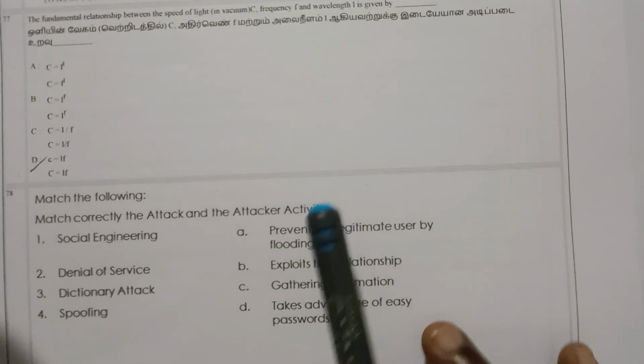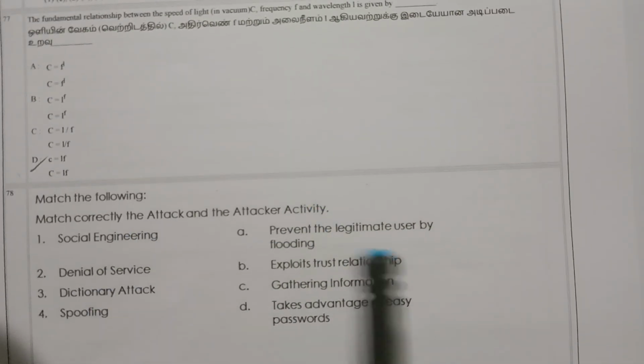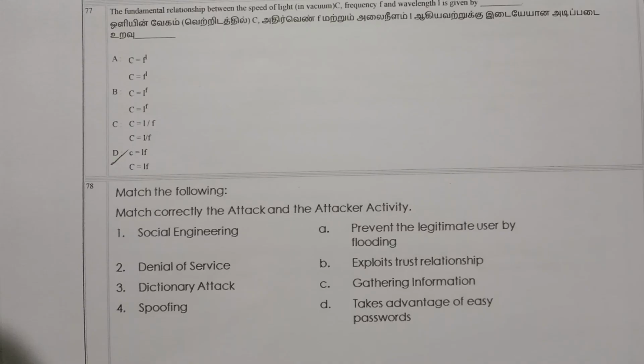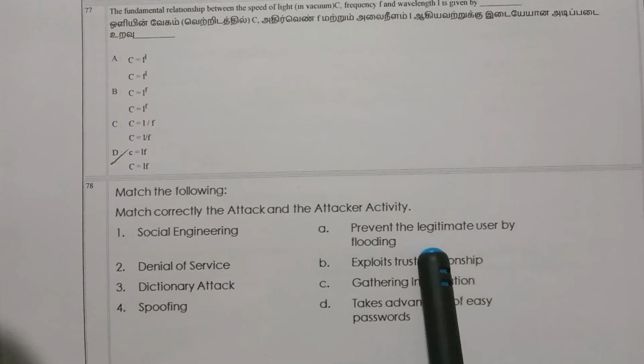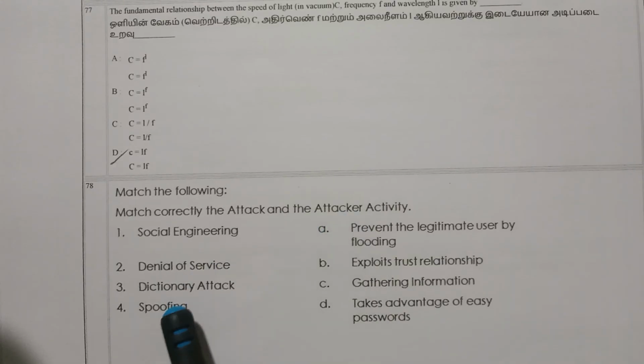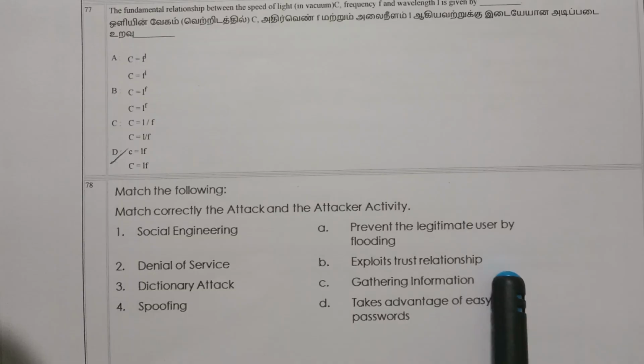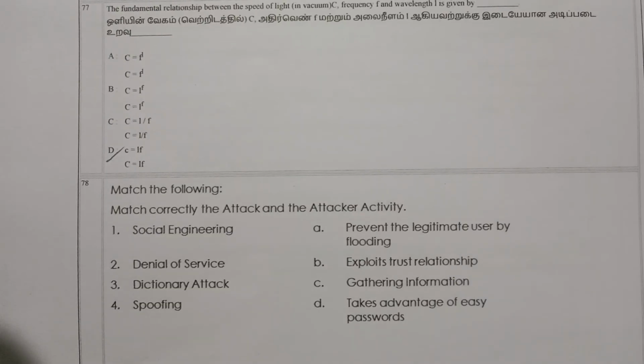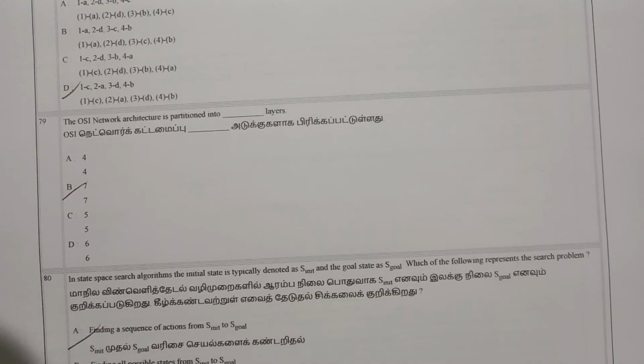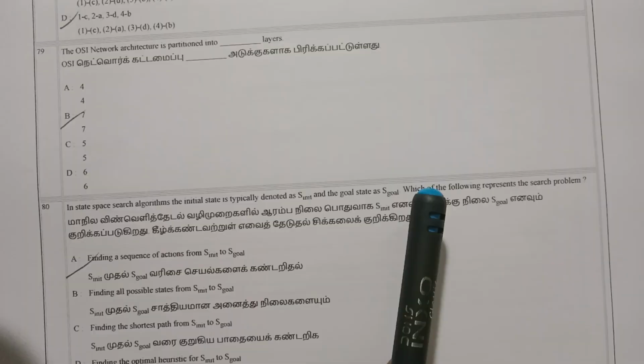Next, question number 78. It is a match of the attack with the attacker activity. Social engineering means gathering information. Denial of service means you prevent the legitimate user by flooding. So 2 matches with A, 1 with C. Dictionary attack means takes advantage of easy passwords, and spoofing means exploits the trust relationship. So the correct option is option number D, that is 1C, 2A, 3D and 4B.